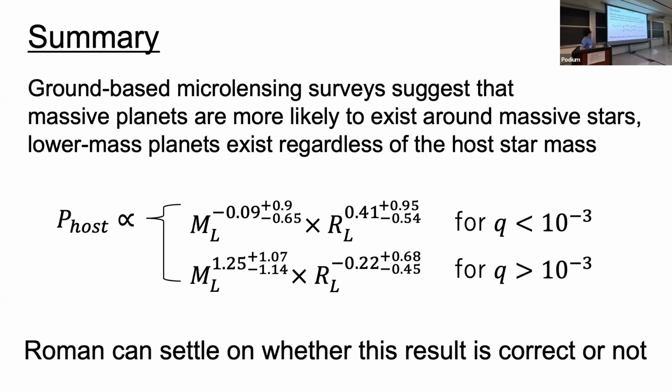This is the summary. The ground-based microlensing survey suggests that massive planets are more likely to exist around a massive star, and lower mass planets exist regardless of the host star mass. And by using the Roman sample, we can settle on whether this result is correct or not. That's it. Thank you.